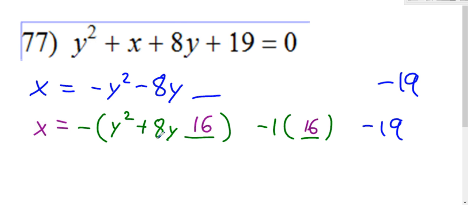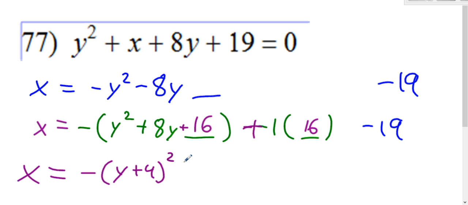So now we should have negative a here. So now we have a negative outside parentheses with the 16, and we have what will turn into a positive outside with a 16. So that cancels each other out, which is the important part of keeping the equation balanced. So it is x equals negative. When we complete the square, we get y plus 4 squared. Plus 1 times 16 is 16. Minus 19 is negative 3.